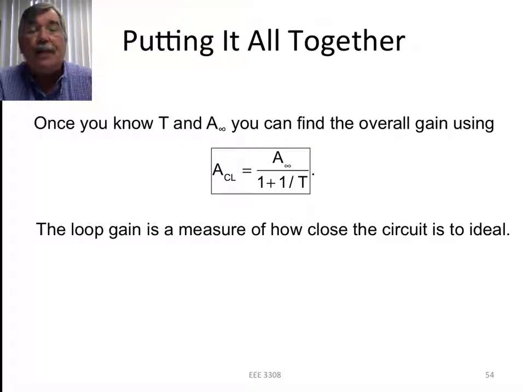And then once you've got T and A infinity, you can find the overall gain just using this formula. And this 1 over T business in the denominator is a measure of how ideal the circuit is. You say, well, it's not really an ideal op-amp. Well, how ideal is it? This expression is the answer to that question.